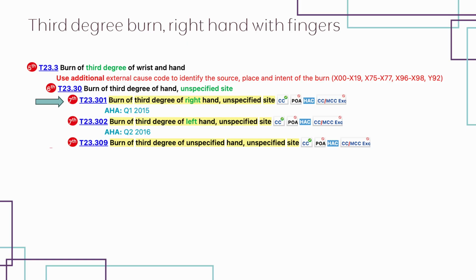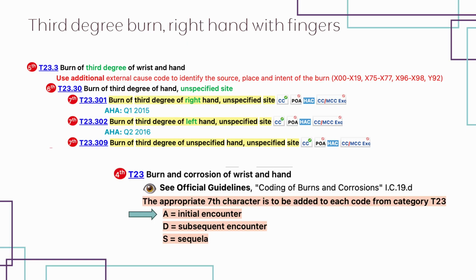Like the previous burn on the forearm, the list of seventh characters is not listed at your subcategory levels, so we have to go back to that category T23. The same options are available, and since we are actively treating the burns, we will choose seventh character A. The code selection should be T23.301A.